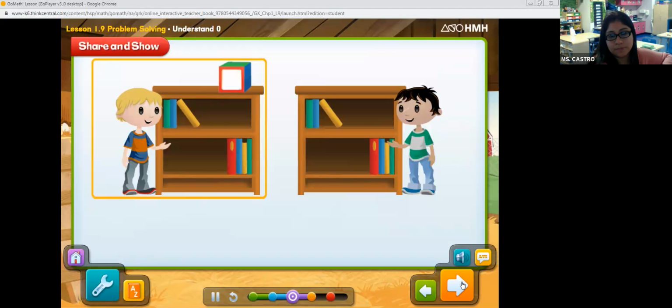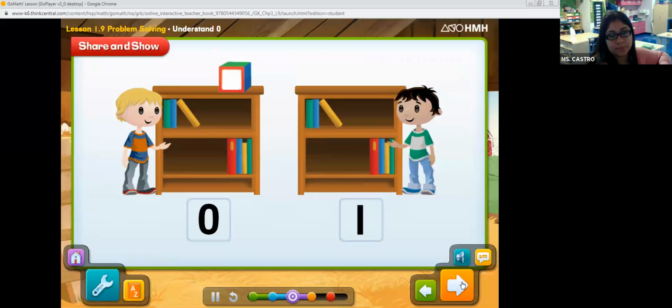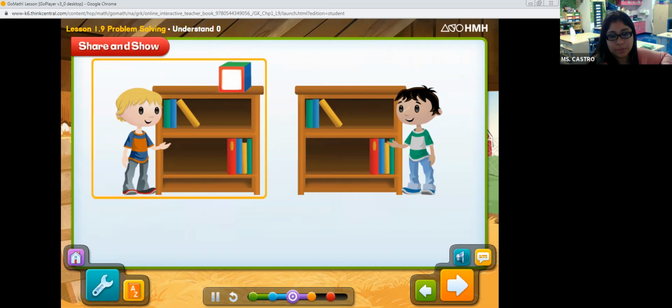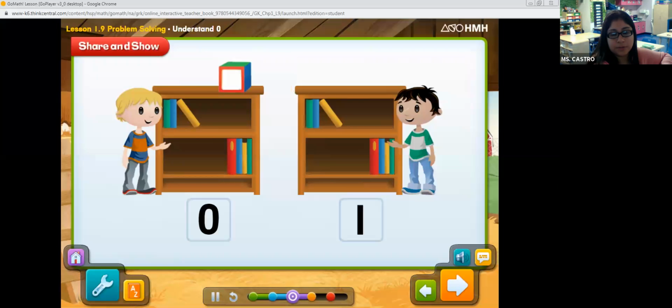Drew has 1 block. Adam has 1 fewer block than Drew. How many blocks does Adam have? Select the number that tells how many blocks Adam has.